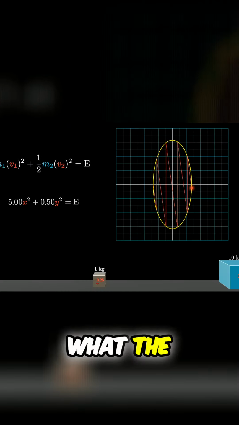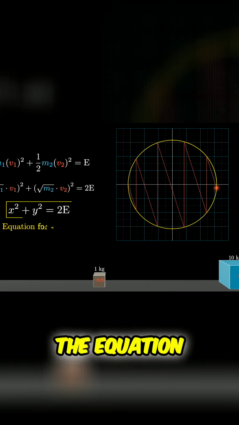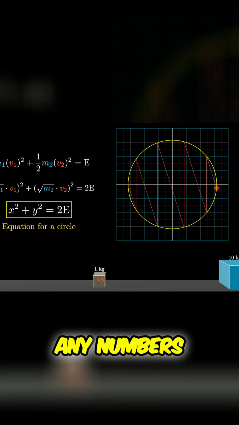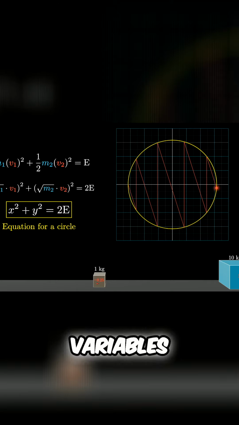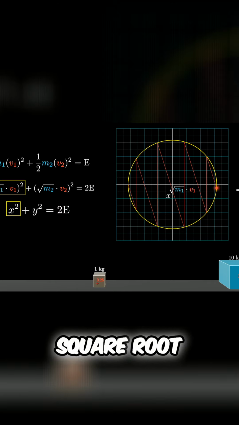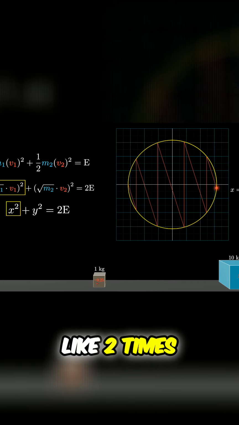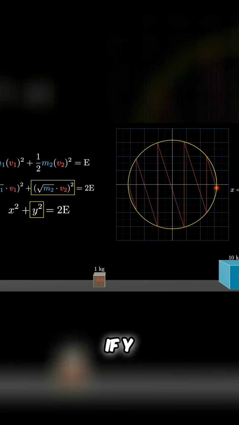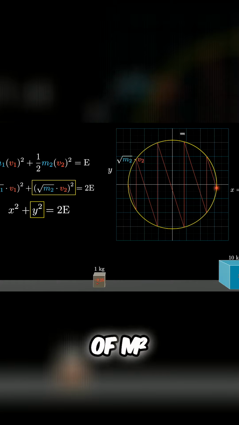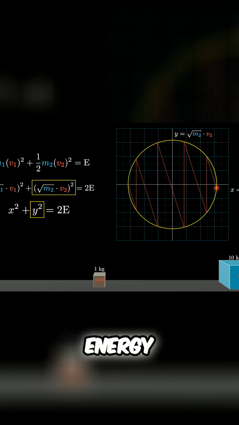Now we can actually make this into a circle just by changing what the coordinates of that state space represent. Here's what I mean by that. The equation for a circle looks like x squared plus y squared equals some constant, without any numbers sitting in front of those variables. If I let x not represent v1, but I let it represent the square root of m1 times v1, then x squared gives us something that looks like 2 times the kinetic energy. And similarly, if y represents the square root of m2 times v2, that y coordinate also more directly captures the energy of the little block.